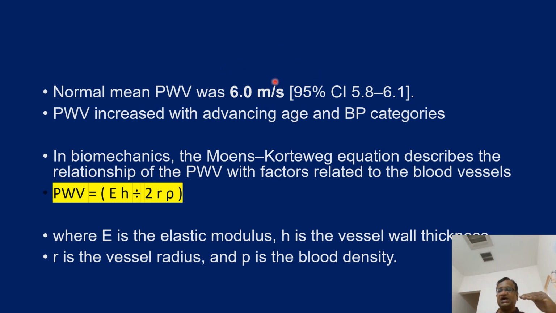See here, it starts here. It travels by 6 meters per second. PWV increases with advancing age and BP categories, hypertensives. Now you see if the elastic modulus, if the elasticity is fine, if the vessel wall thickness is good, if the radius is good, the density is fine, yes, it moves.